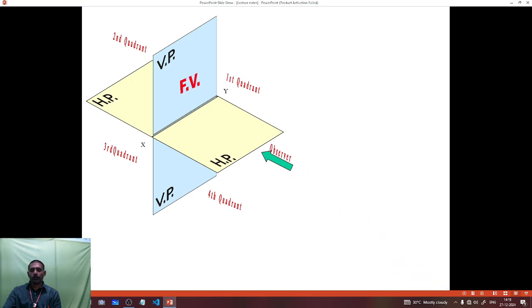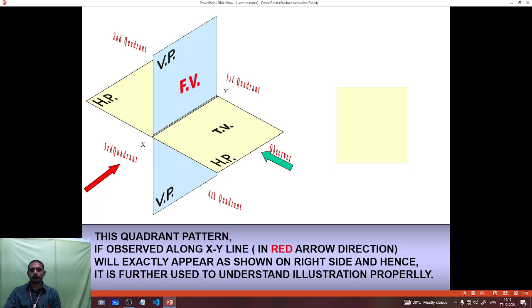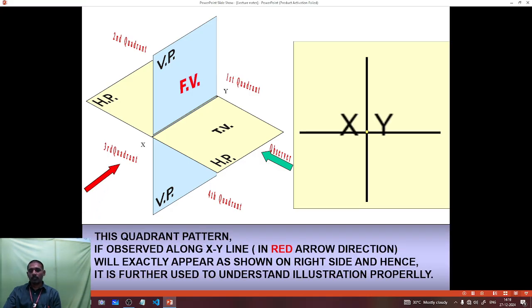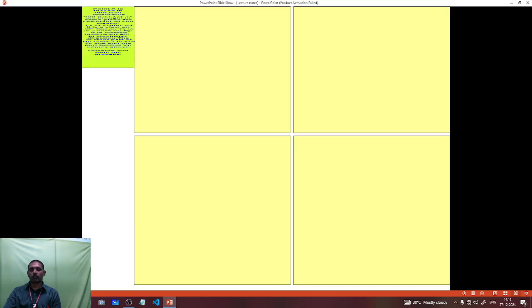The observer, for example, we are going to stand here. Observer here. Our vertical plane represents the front view, and the horizontal plane represents the top view. See the graphical representation of the 2D image: first quadrant, second quadrant, third quadrant, and the fourth quadrant.